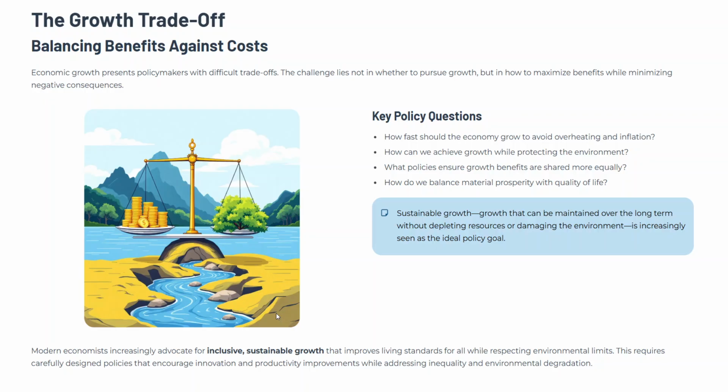Sustainable growth, growth that can be maintained over the long term without depleting resources or damaging the environment, is increasingly seen as the ideal policy goal. Let's see some practice questions for review.